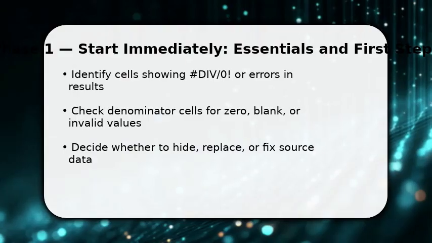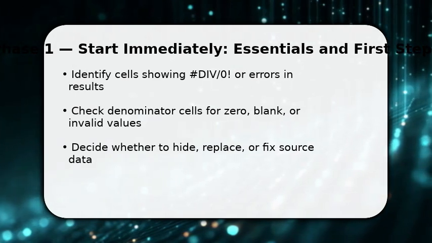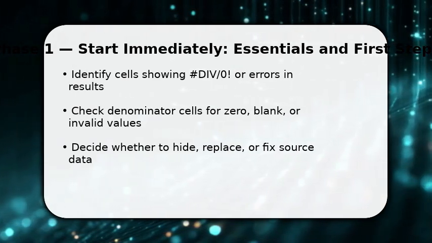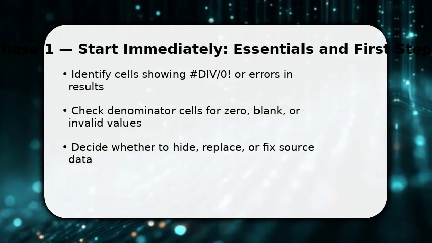Enjoy the video. You start by locating every #DIV/0! error in your sheet, scan formulas, or use Find. Once located, inspect the divisor cell. If it's 0 or blank, that's the cause.